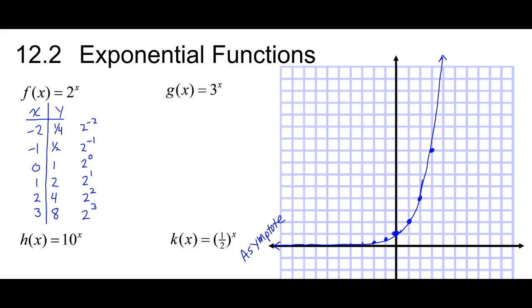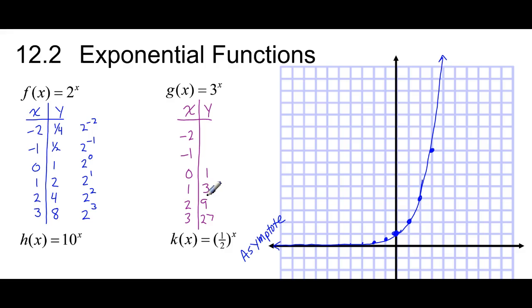If we look at this next one, where the base is 3, I'll go a little quicker here, because we've already got the idea. Again, I'll plug numbers in, do the arithmetic, and plot the points. 3 to the 0 is also 1. Anything to the 0 is 1. 3 to the 1 is 3. 3 squared is 9. 3 to the third is 27.